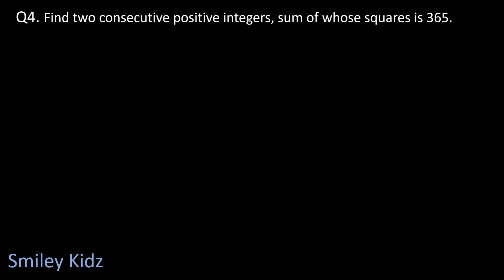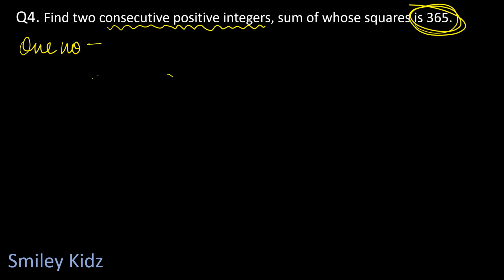Moving on, we have: find two consecutive positive integers, the sum of whose squares is 365. Now, if I assume one number as x, then the other number will be x plus 1, isn't it? Because they are saying that the numbers are consecutive in nature.